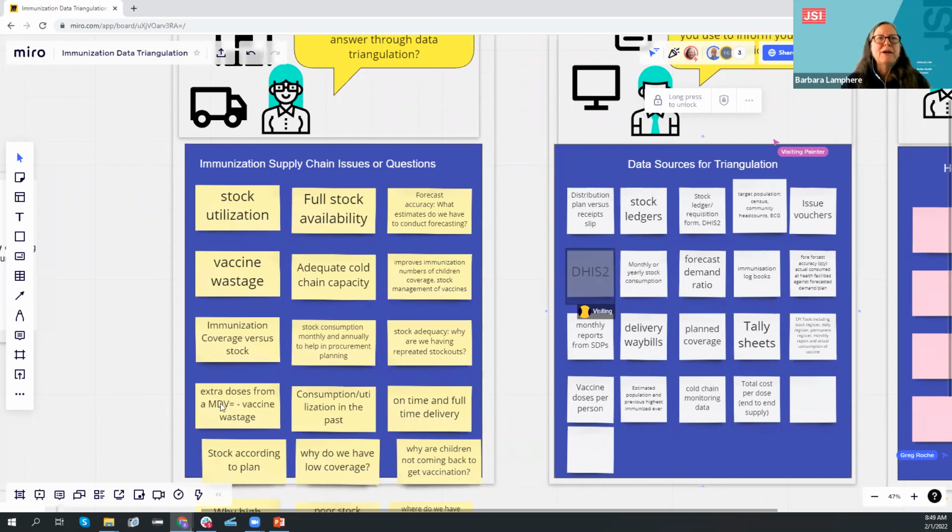There's a very interesting problem here that I think came up in our first question. Extra doses from MDV equals negative vaccine wastage. And as COVID vaccines are being introduced, we do know that sometimes we get extra doses, and this also happens with other vaccines. Obviously you're going to get a negative vaccine wastage rate when you've got extra doses. So how would you go about doing a triangulation activity to look at this particular issue? Does anybody from the panel have a suggestion for how you might investigate this more?